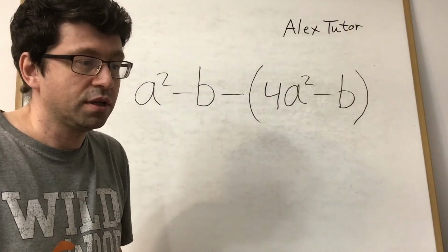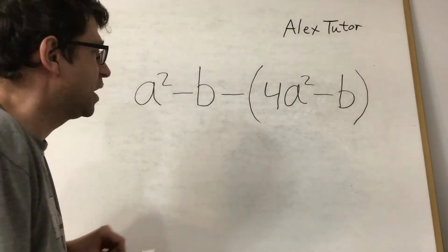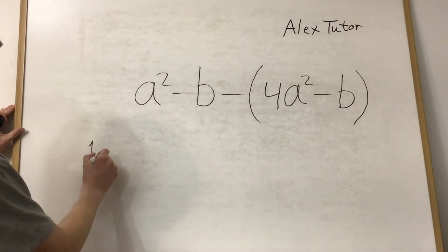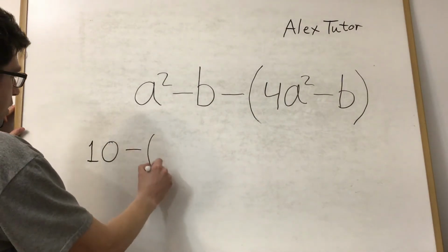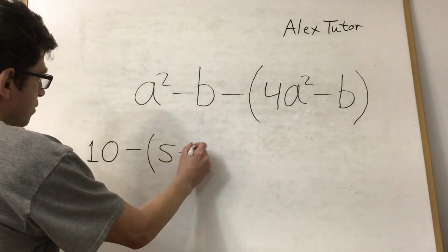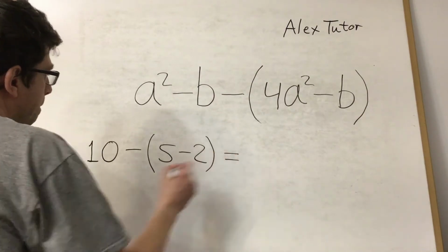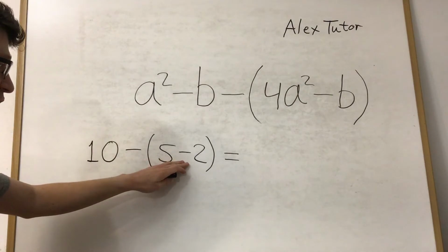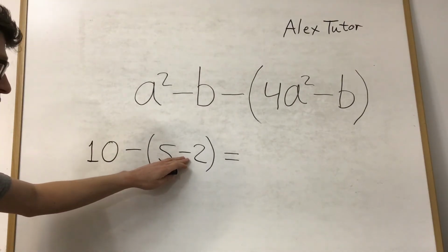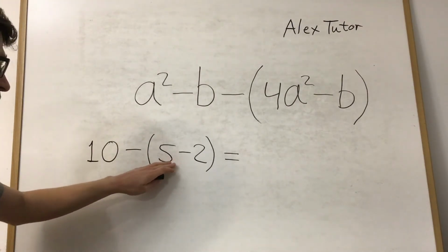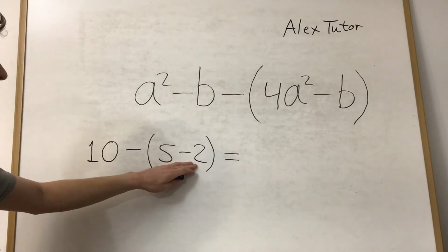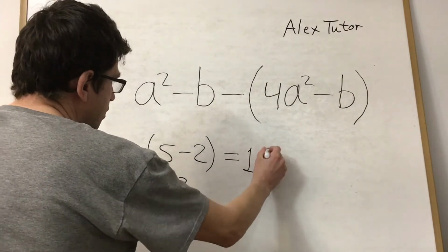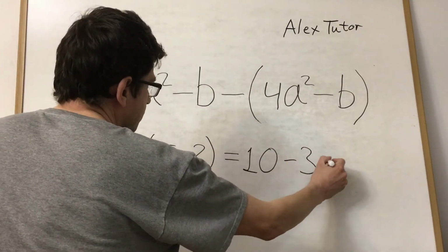But how? Let me show you an example, an analogy. Let's suppose I am given this problem 10 minus, open parentheses, 5 minus 2. So first, according to the order of operations, I need to do parentheses first. First I do what is inside parentheses. 5 minus 2. How much is 5 minus 2? It's 3. So I need to do 10 minus 3, which is 7.